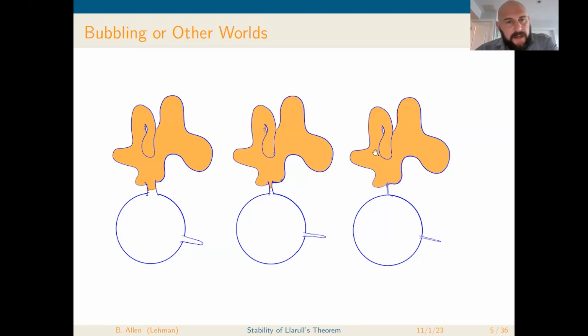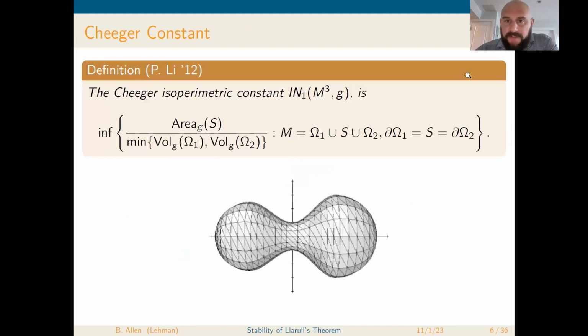And so we're going to remove that possibility by imposing some conditions. So this is what I was talking about earlier, imposing a condition to get rid of bubbling. There are various different choices, but the choice that I will espouse here is to impose a Cheeger isoparametric constant. Just to remind you what that is, it's a type of isoparametric constant where you take the area of some separating surface S and divide it by the minimum of the volume of the two regions that it separates your compact manifold into.